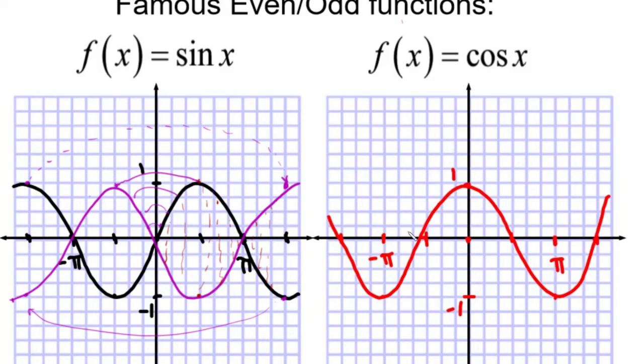Now this function, cosine of x, is an even function because if you were to reflect it over the y-axis, it would lay directly on top of itself. If you were to fold this edge over and have a crease here, this edge flips over here and there's your crease, it would give you one curve, and it would be this curve here, because this piece would lay on top of this piece, this piece would lay on top of this piece, this piece would lay on top of this piece, and so on.